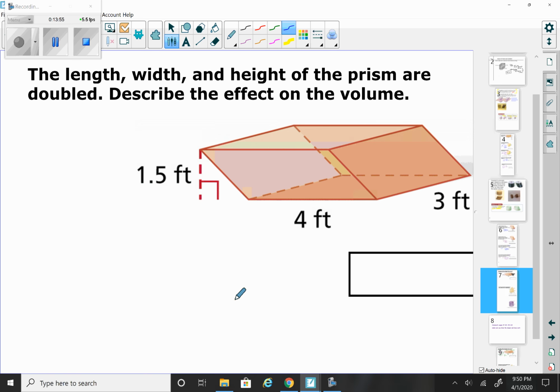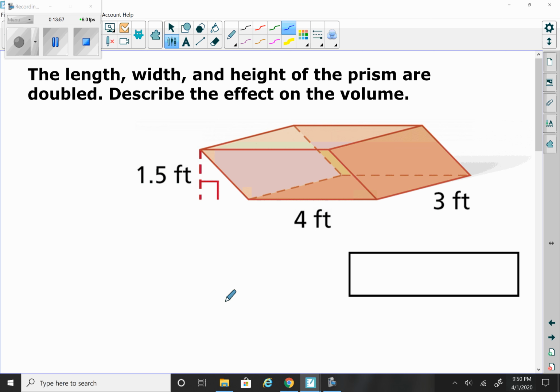So in my next problem, it says the length, width, and height of the prism are doubled. Describe the effect on the volume. So let's just first find the volume of this prism. Again, we know the volume is length times width times height. Multiply those together for me.